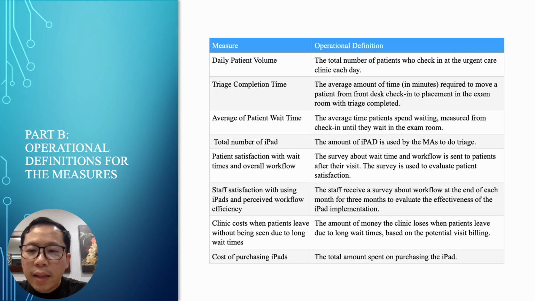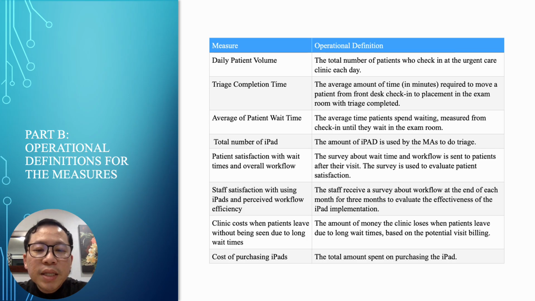Total number of iPads, the number of iPads used by the MA to do the triage. The patient's satisfaction with the wait time and overall workflow. The survey about the wait time and workflow is sent to the patient after their visit. The survey is used to evaluate patient satisfaction. Staff satisfaction with using the iPad and perceived workflow efficiency. The staff receive a survey about the workflow at the end of each month for 3 months to evaluate the effectiveness of the iPad implementation.